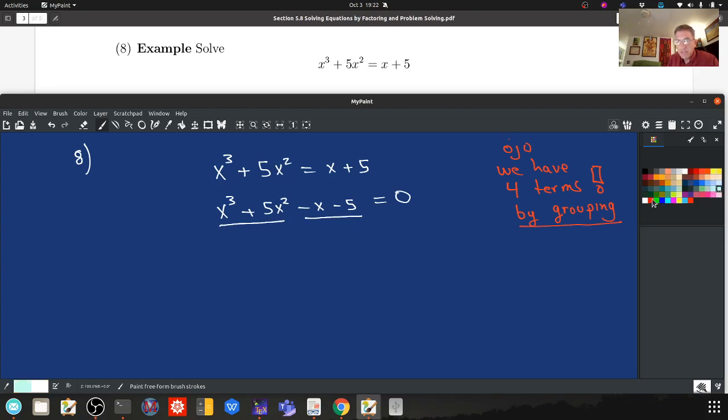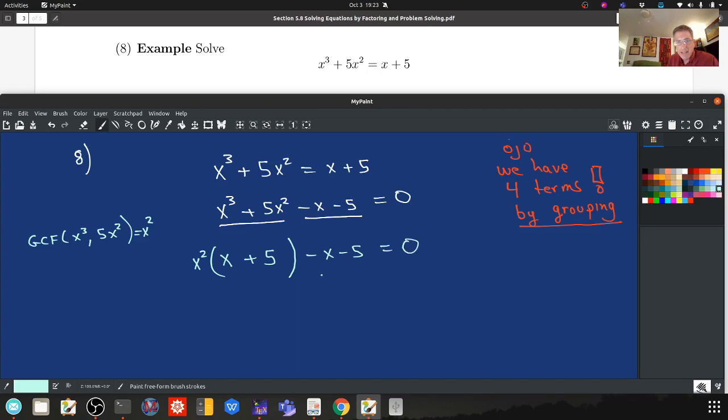So what is the GCF of x cubed plus 5x squared? Well, I don't have to worry about anything other than the x terms, and I take the x term of the lowest power. So I'm going to factor out an x squared. So x cubed divided by x squared is x. 5x squared divided by x squared is plus 5. Minus x minus 5 is equal to 0.